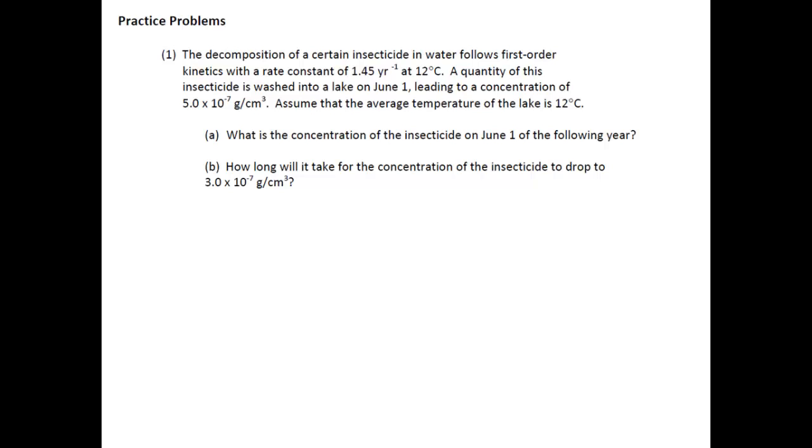A. What is the concentration of the insecticide on June 1st of the following year? So we're allowing the reaction to go for a full year. And B. How long will it take for the concentration of the insecticide to drop to 3.0 times 10 to the negative 7th gram per cubic centimeter? Again, the question identifies this as a first order process.